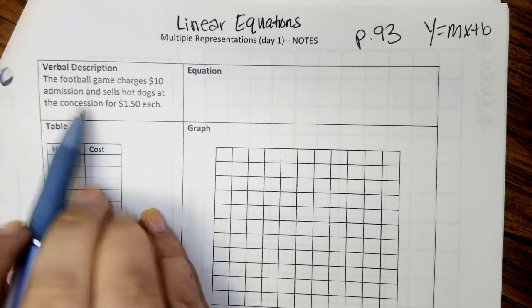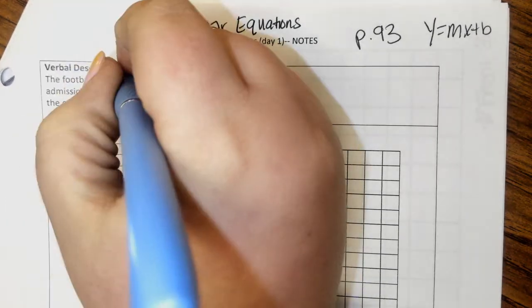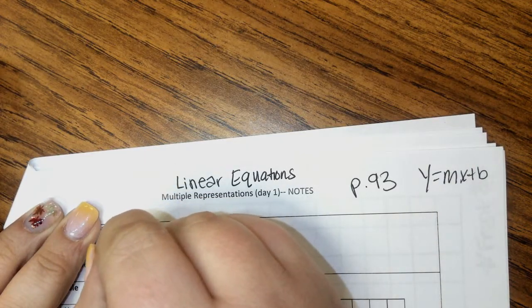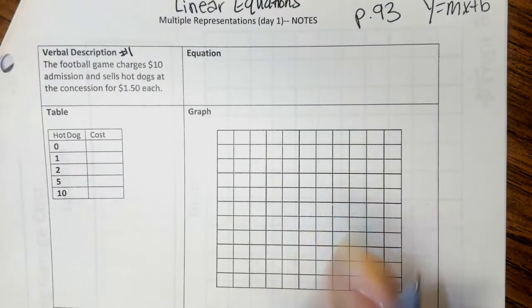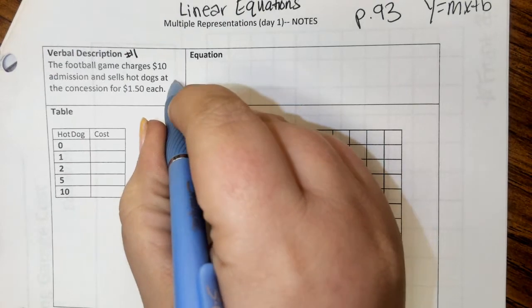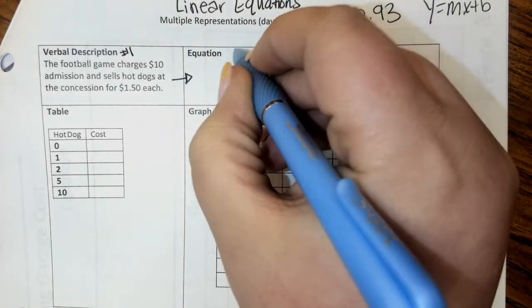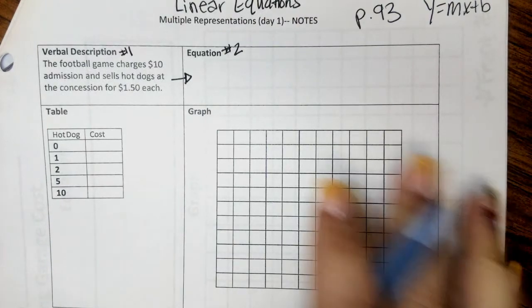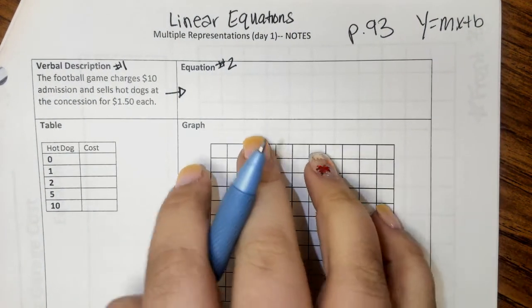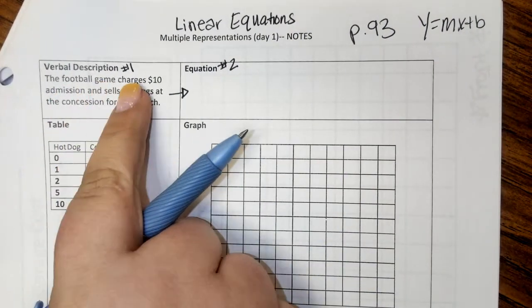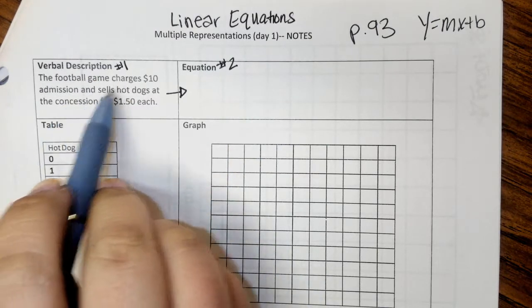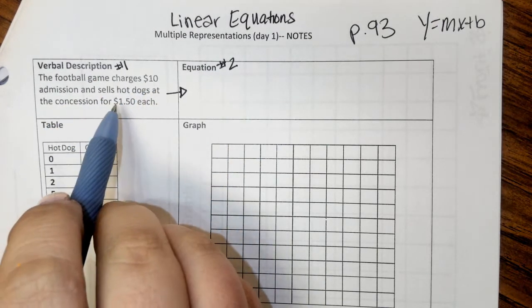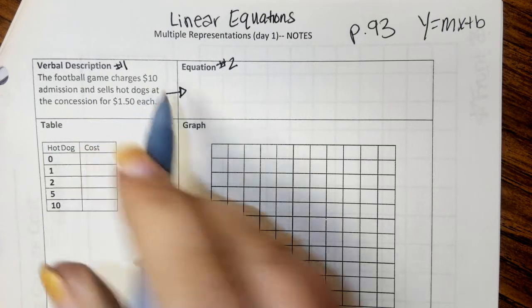So we are going to start out with a verbal description. That is one way that we can represent a linear equation. We're going to use that verbal description to write an equation, the second way to show a linear equation. All right. This says that the football game charges $10 admission and sells hot dogs at the concession for $1.50 each.